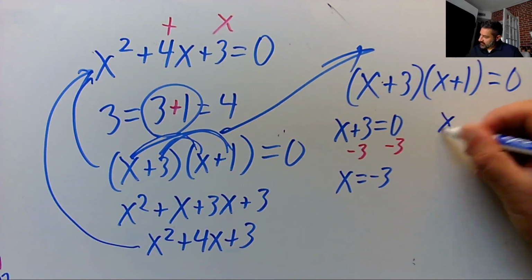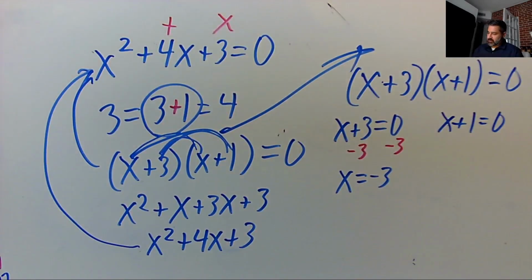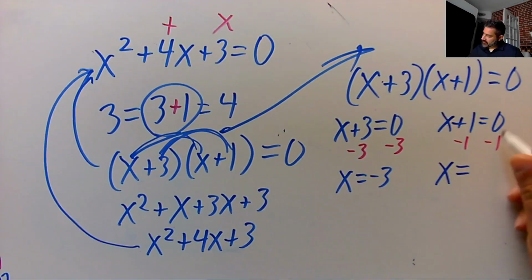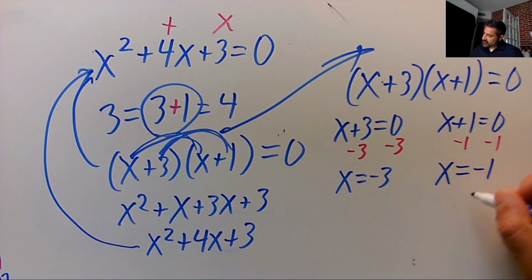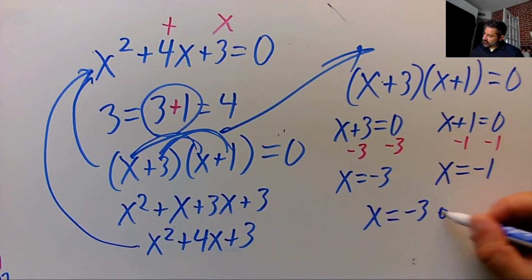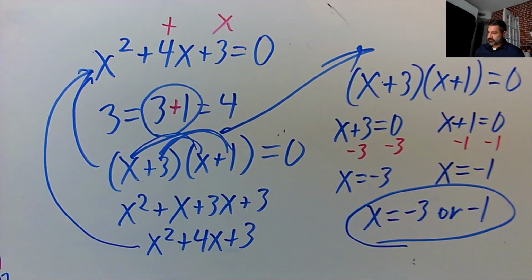On the other side, we do x plus 1 equals 0. Subtract 1 from both sides. 1 minus 1 is 0, so we're left with x, and 0 minus 1 is negative 1. And so those are our answers, negative 3 or negative 1. And if you put those back into the original equation, they'll both come out to 0.